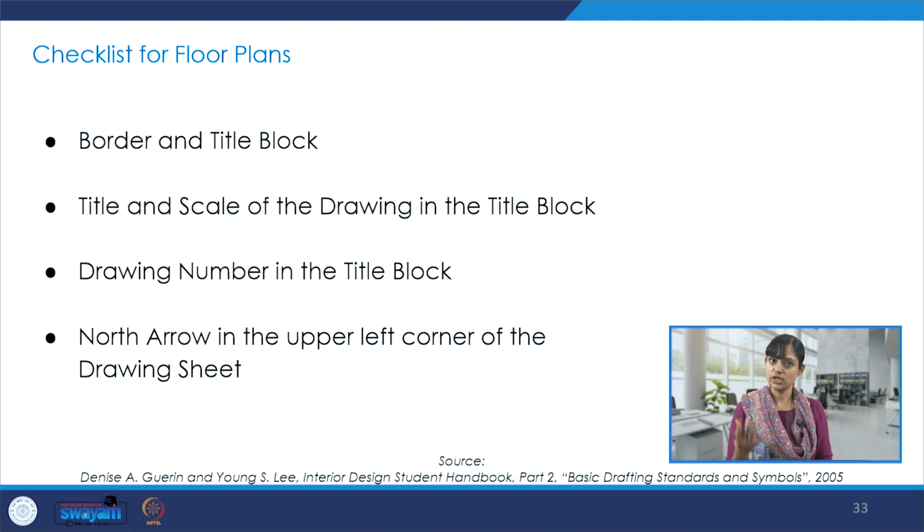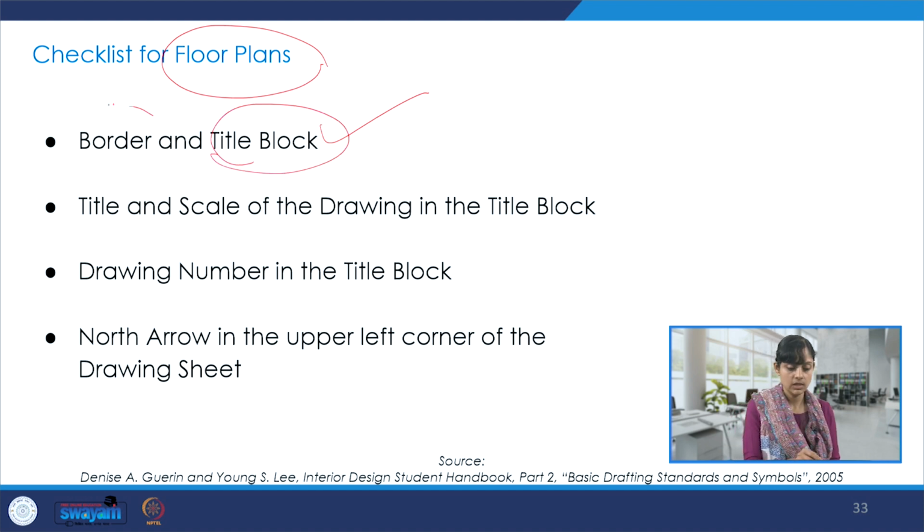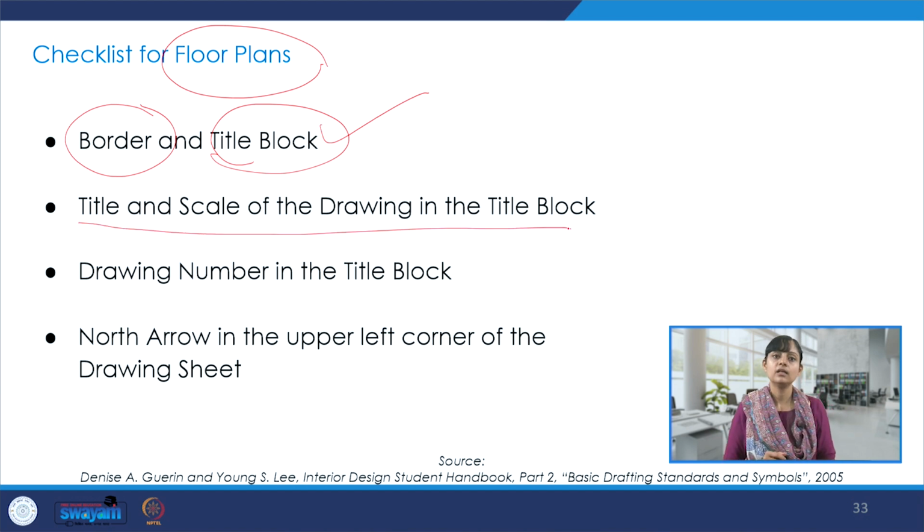There is a very simple checklist and it's important, especially for floor plans and also for different kinds of plans and drawings. There is a professional way of presenting these drawings, and it's good to have a title block. It's good to have a certain delineation and definition within our canvas or sheet, and the title and scale, the drawing number, and the site orientation, where is the north on the site, which is represented through an arrow.